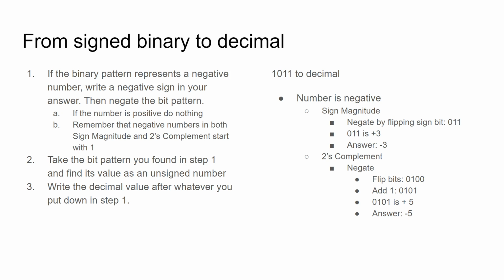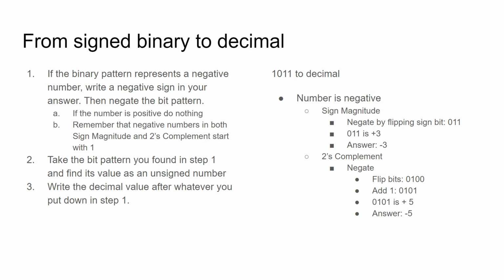But if we just remember that it was negative, we write negative, whatever a's value happened to be. Its positive representation: negate the bit pattern. So if the number is positive, you don't have to do anything. And then again, remember that with negative numbers in both sign magnitude and 2's complement, they both start with 1. But they start with 1s because of different reasons. In sign magnitude, we use that first bit to be the sign, and 1 means negative. But in 2's complement, it just happens that all of our negative numbers begin with 1. It's a happy accident or happy circumstance.